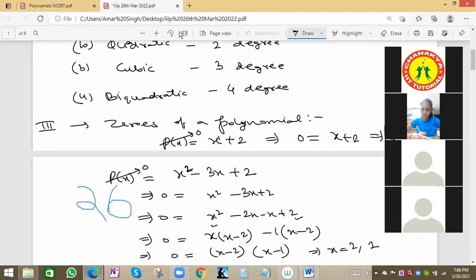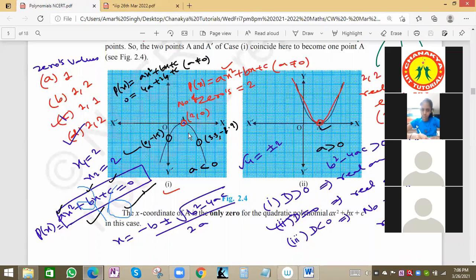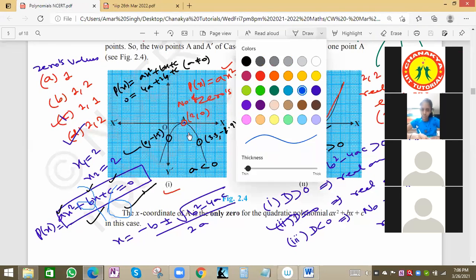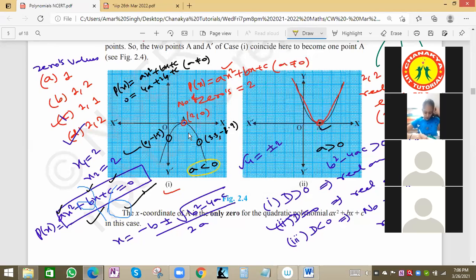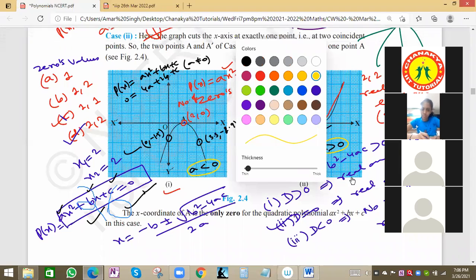Now we'll see questions from your book itself. This was the last question we have seen. If the graph opens in a downward direction, A will be negative, and if the graph opens in an upward direction, A will be positive. This is quadratic, or a parabola, meaning degree 2, and we get one curve opening downward or upward. So how many zeros will be there?